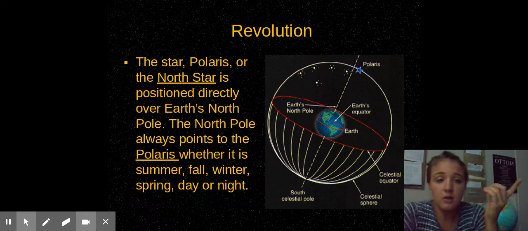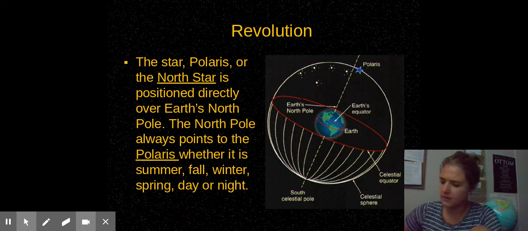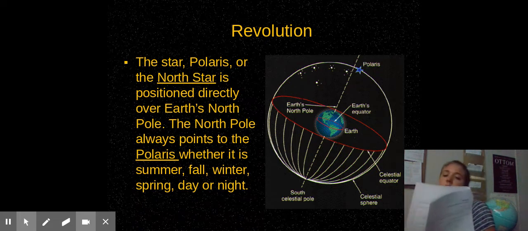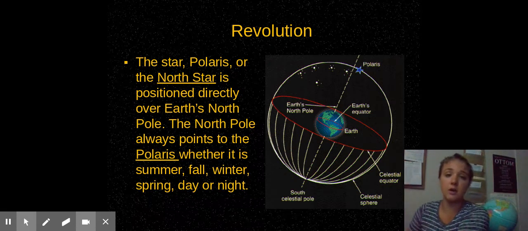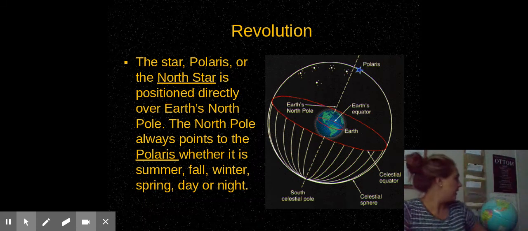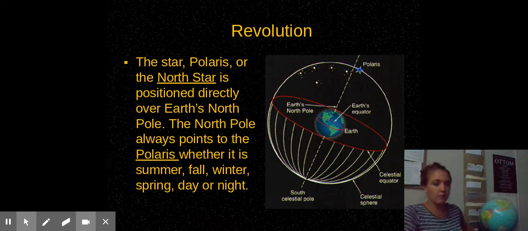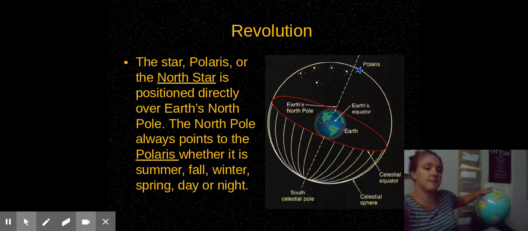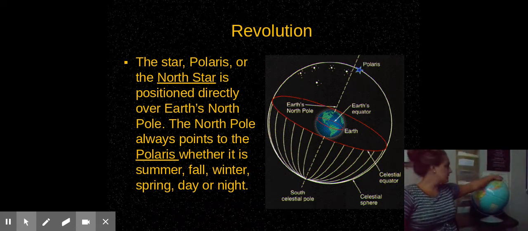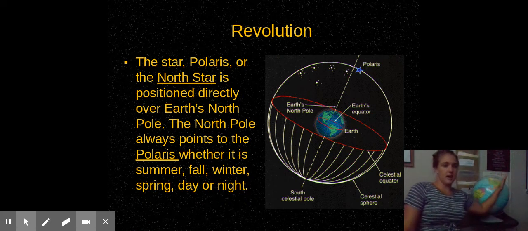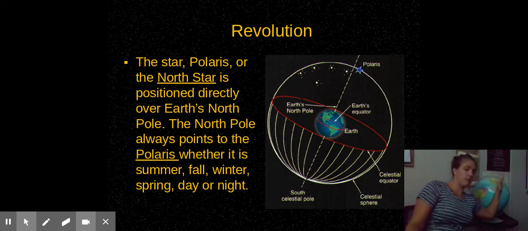The North Star, the Latin name for which is Polaris. You do need to have that. I believe it's also a blank in your notes. Double check. Yeah, the North Star, Polaris, is positioned directly over the Earth's North Pole. Okay, so I told you before, I'll bring my globe back here, that the axis is tilted. So it's at about this angle right now. That's where it would be pointing.